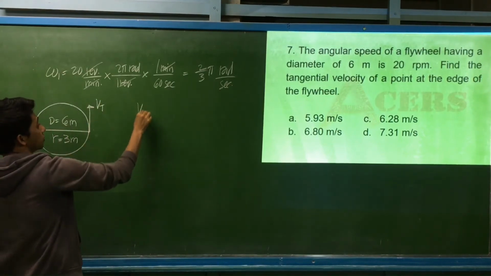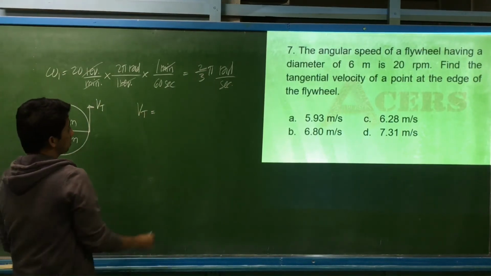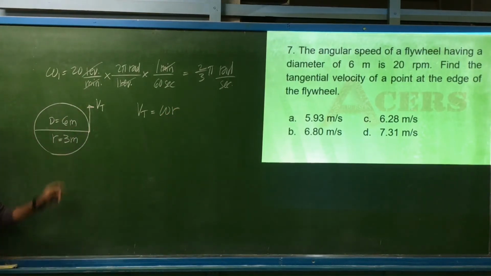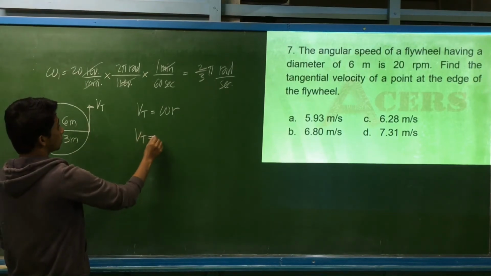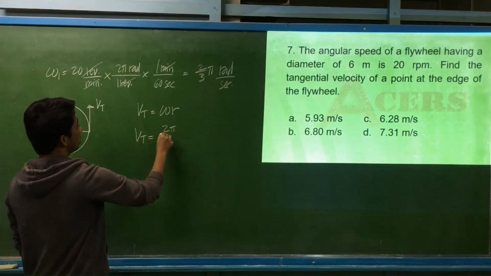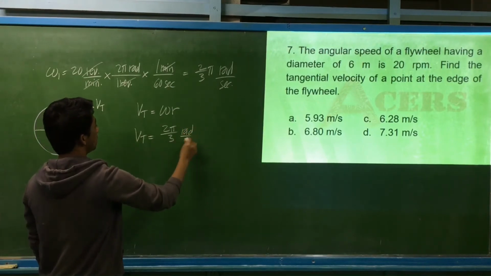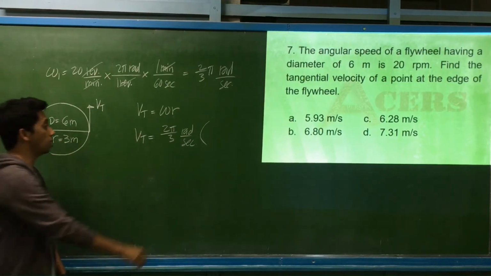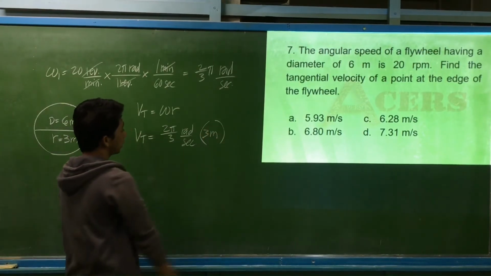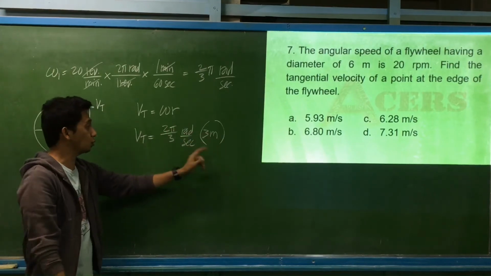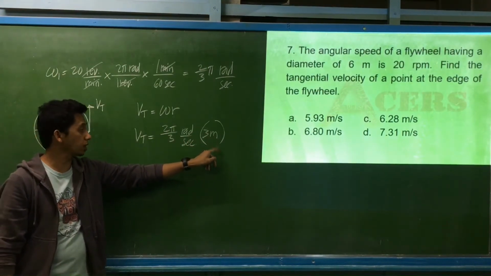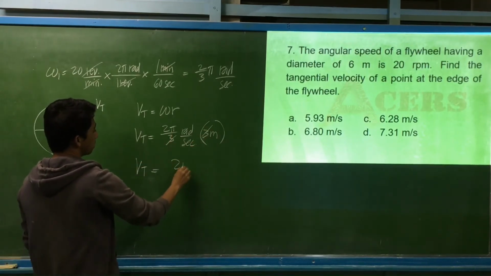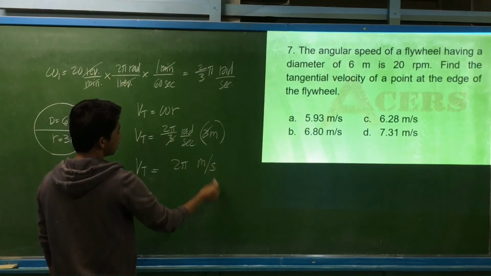How do we compute the tangential velocity? Tangential velocity is equal to angular velocity times the radius. So tangential velocity is equal to omega, that is 2 pi over 3 radians per second, multiplied by the radius of 3 meters. Take note, radian is unitless, so it will take on the unit of the multiplier. So the tangential velocity is 2 pi meters per second.